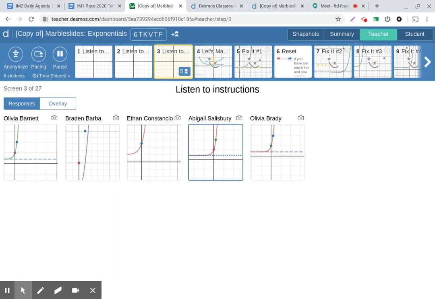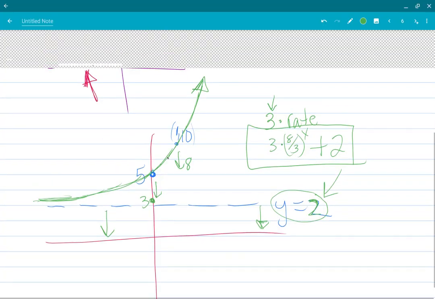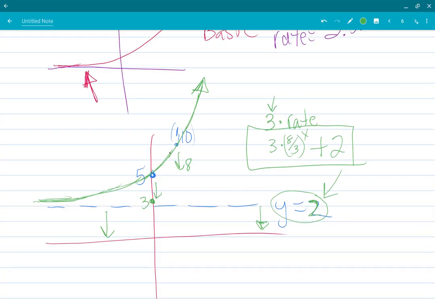So I want you to see that you're learning exponentials, right? You're learning the rates, you learn the asymptote. But when you get to IM3, it's the same thing. It's just that you're going to shift it down or shift it up, so it's all about the shift, right?